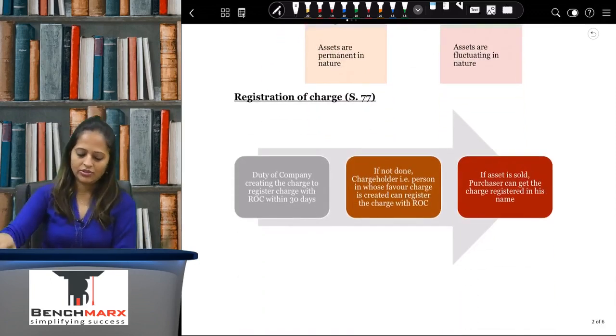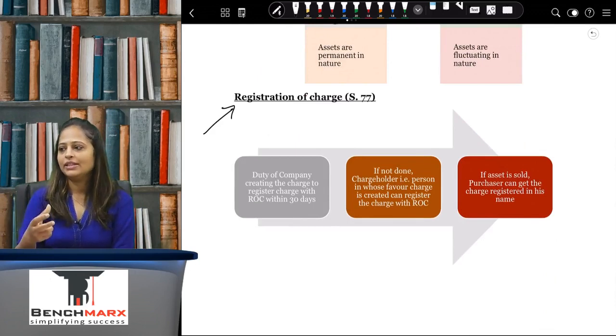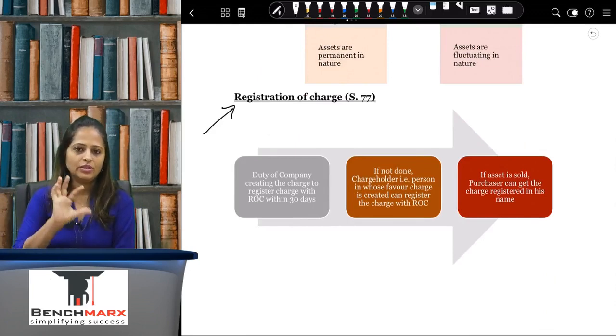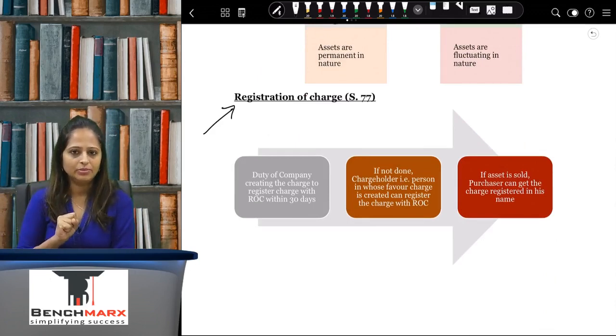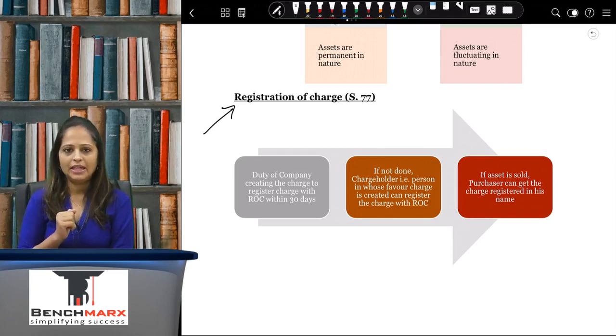Now coming to registration of charge. Like we discussed, the charge has to be registered within a period of 30 days. So, the ROC has to be intimated within a period of 30 days by the company. The primary responsibility is that of the company to intimate the ROC about the charge that has been created.